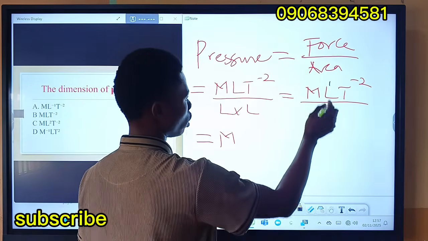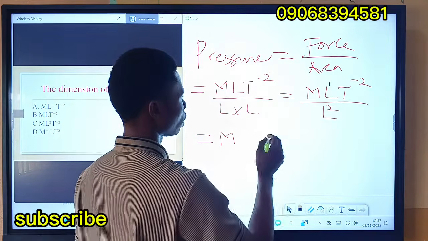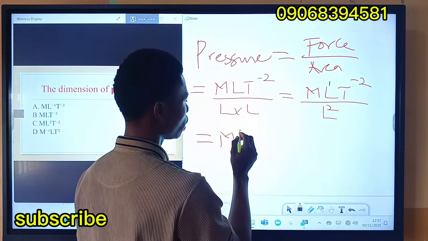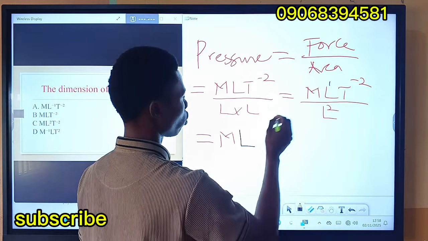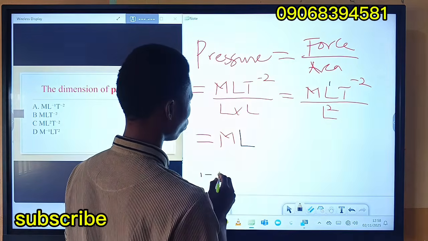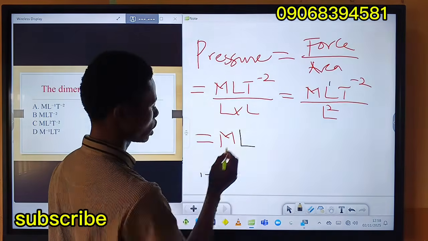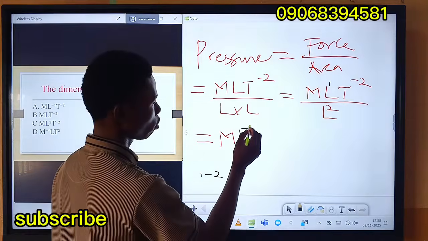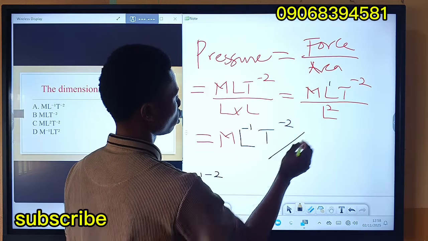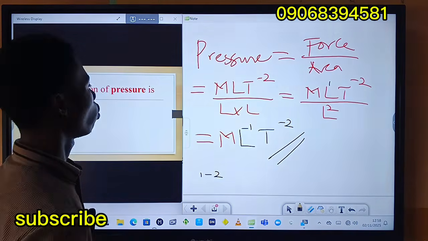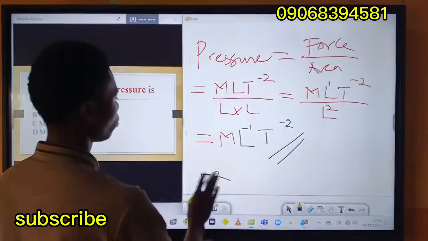Now, I want to bring the two together. Since there's a division, the law of indices will require me to take one base and subtract the powers. So 1 minus 2 will give me what? Minus 1, right? 1 minus 2 is minus 1. So here will be minus 1. Then t raised to power minus 2. This is the dimension for pressure.